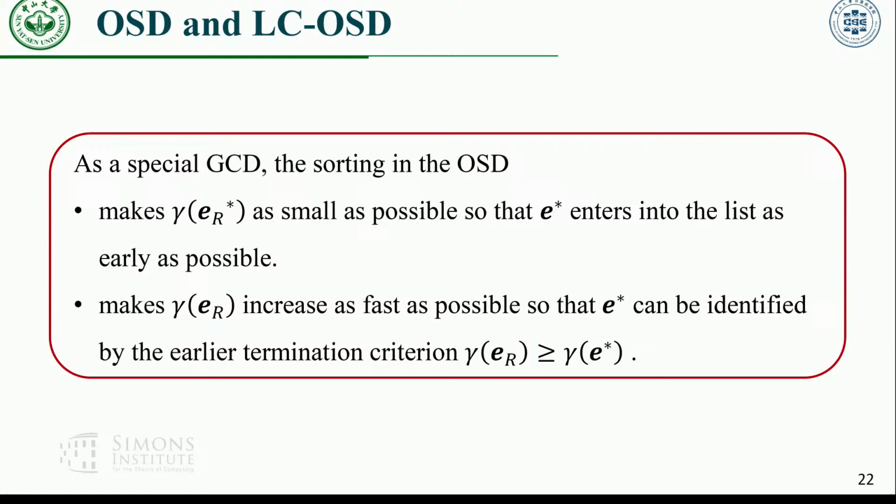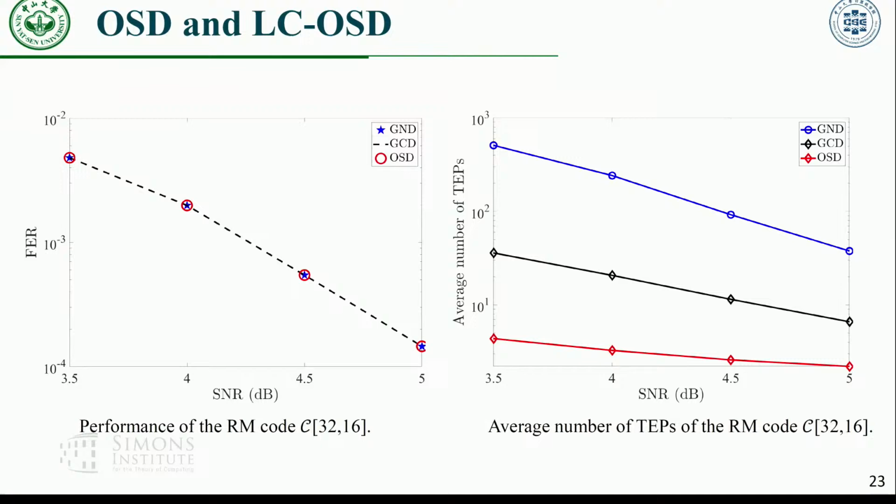Let's see an example. For this example, the three algorithms can be simulated: first the GND, then the GCD and OSD. We see they perform the same because they are ML decoding. But the GND requires a greater average number of TEP searches, the GCD is less, and the OSD requires the least number of TEPs. Here is a complexity reduction, definitely.